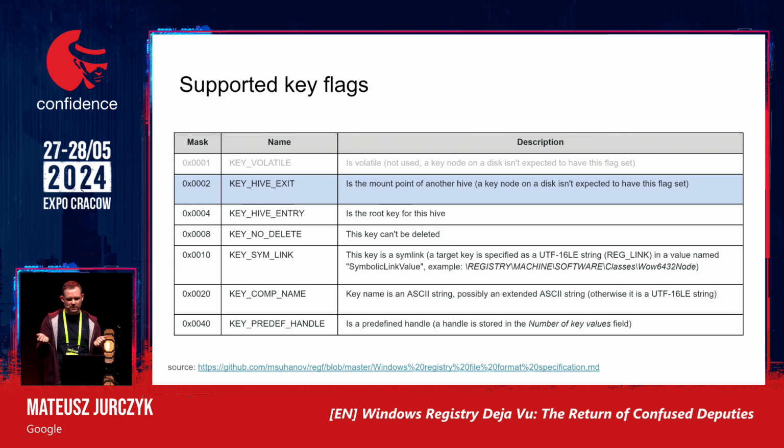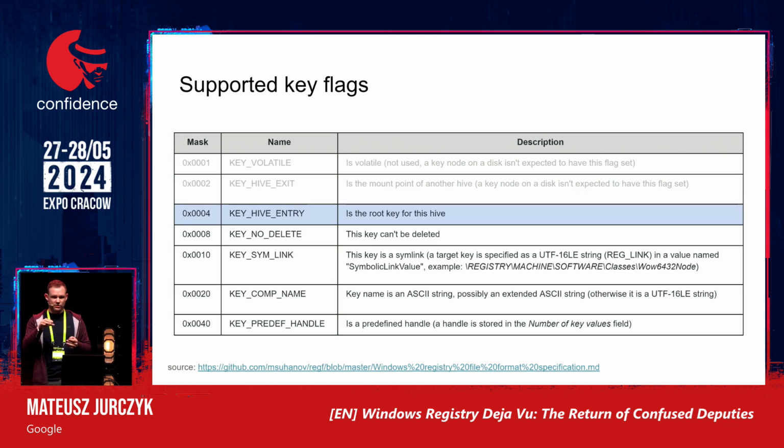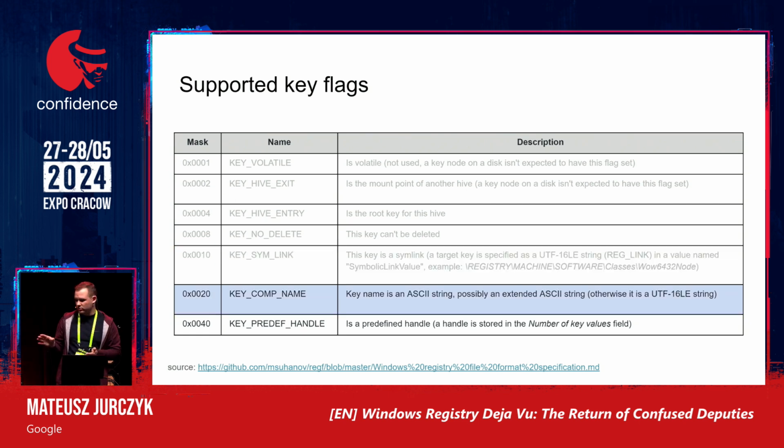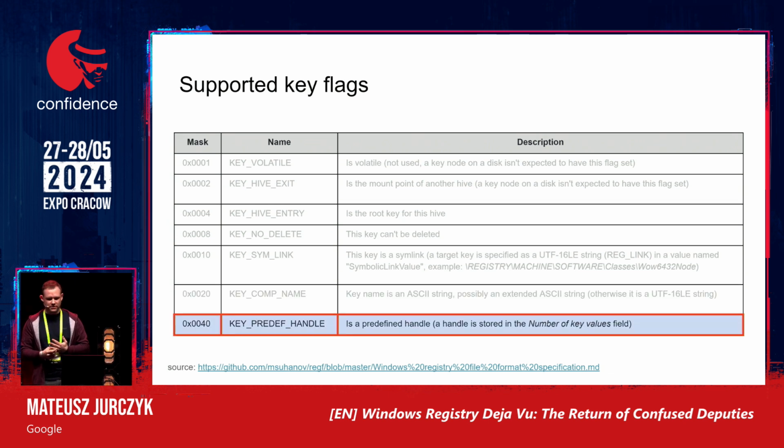It is kind of a symbolic link, but you cannot create it in any way as a user, so it's also not very relevant. Then the hive entry flag is set on the root of the hive, also not a symbolic link. Key cannot be deleted, also not relevant. Then we have the 0x10 flag, which is the symbolic link feature that we have just discussed before. So this is the flag that you normally have when you create a symbolic link, but that attack vector is now closed. Then we have something about compressed names of keys, also not super relevant. And finally, we have this flag 0x40, which is called key predefined handle, with the description: a predefined handle.